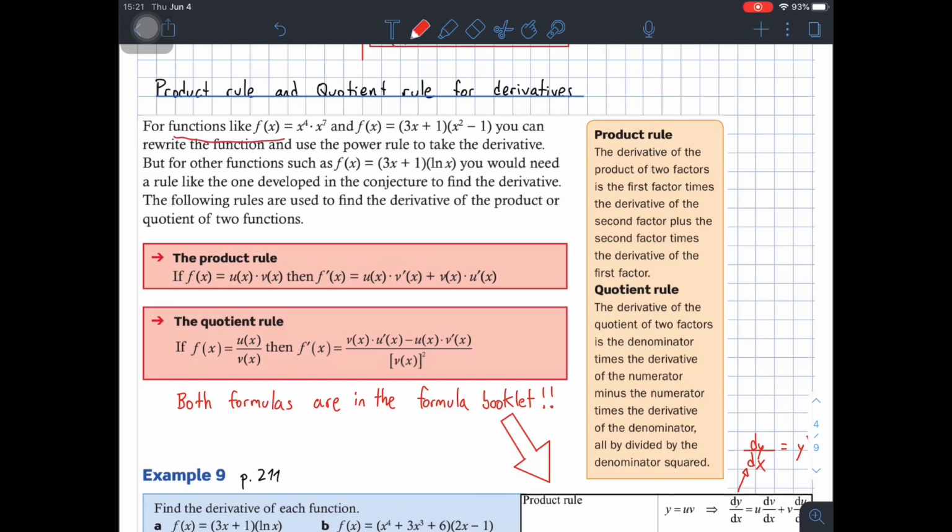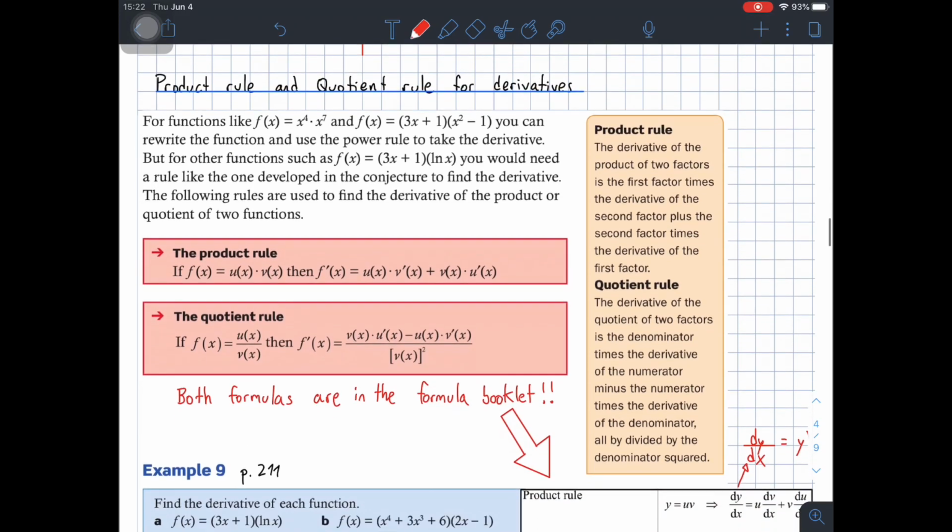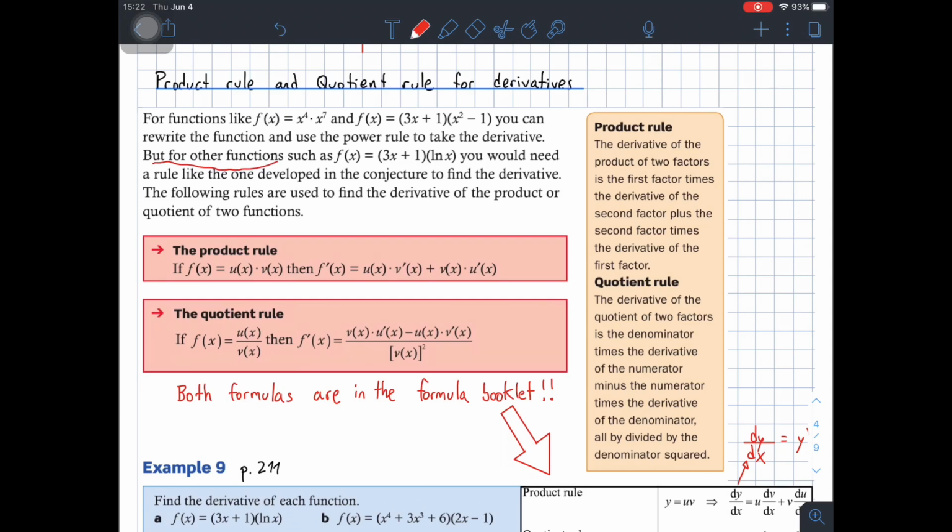And it says, for functions like f of x equals x to the power of 4 times x to the power of 7, and f of x equals 3x plus 1 times x squared minus 1, which are the examples we just saw in the investigation, you can rewrite the function and use a power rule to take the derivative. That's true, which is what we actually did in the investigation. But for other functions, such as f of x equals 3x plus 1 times the natural logarithm of x, you would need a rule like the one developed in the conjecture to find the derivative, right? We cannot do the distributive of this and then differentiate using the power rule, because the power rule does not apply for this type of functions, right?